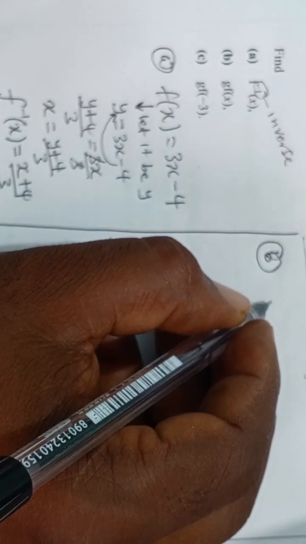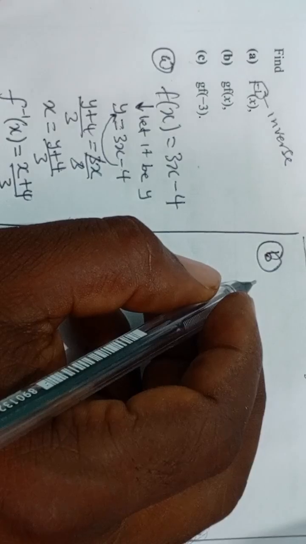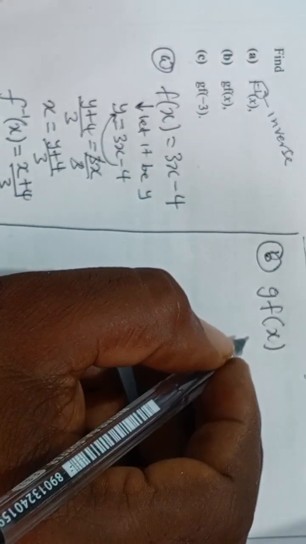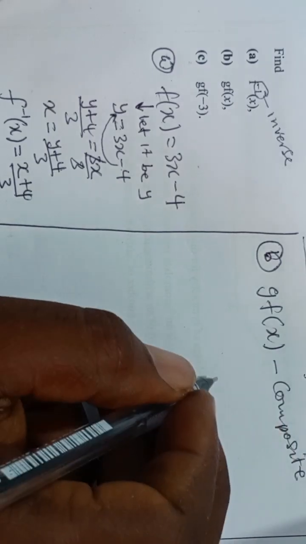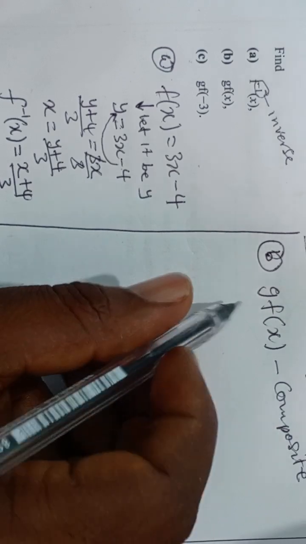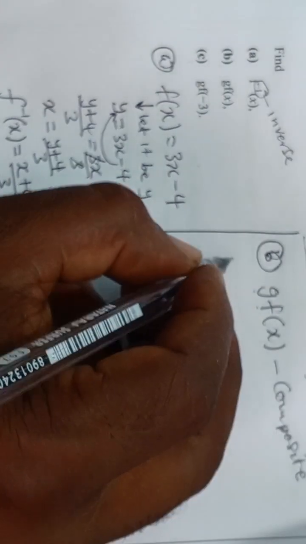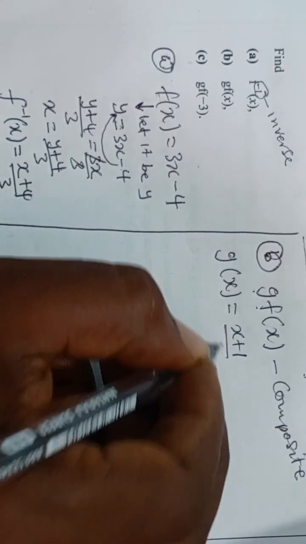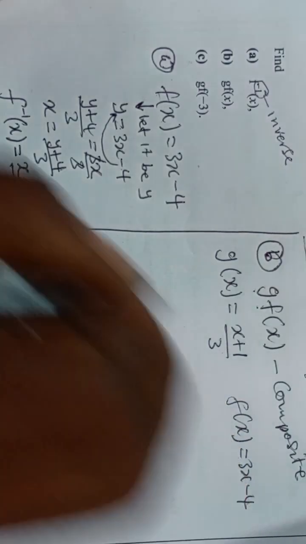Part B, find gf of x. So this is what we call composite functions. The composite function is a combination of 2 or more functions. So in this case, there is a combination of a g function and the f function. So we have g of x equals x plus 1 over 3. f of x is 3x minus 4.